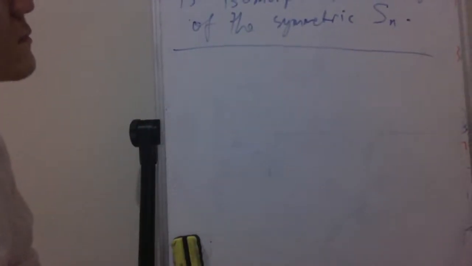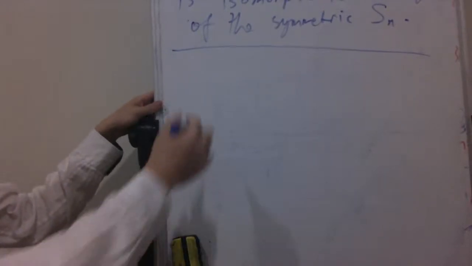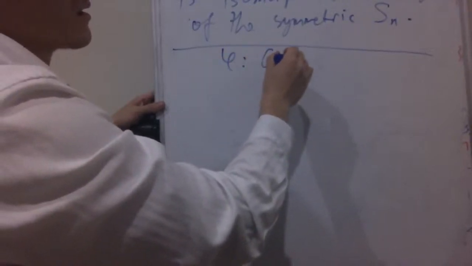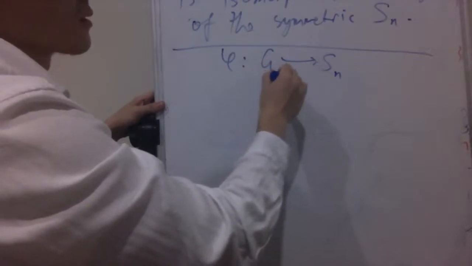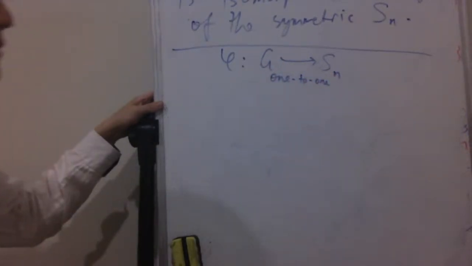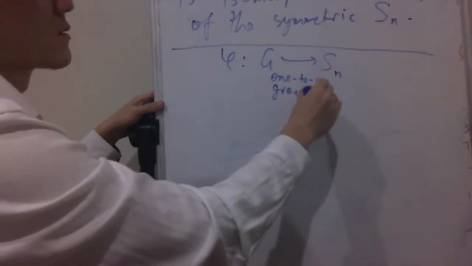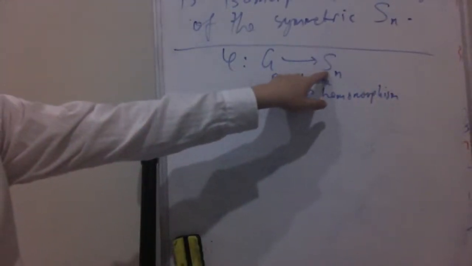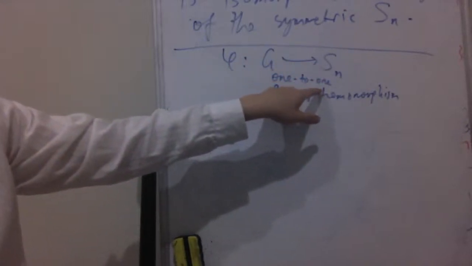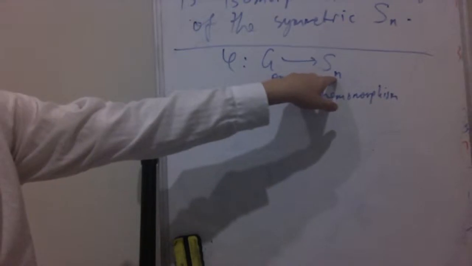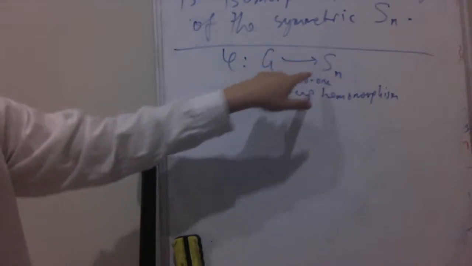Okay, so every finite group is isomorphic to a subgroup of the symmetric group. Basically, what that means is there exists a group homomorphism phi from the group G to S_n such that it's one to one. If it's one to one, then the group is isomorphic to the range, and the range is a subgroup of the symmetric group. So we just have to show that there's a group homomorphism and that it's one to one.